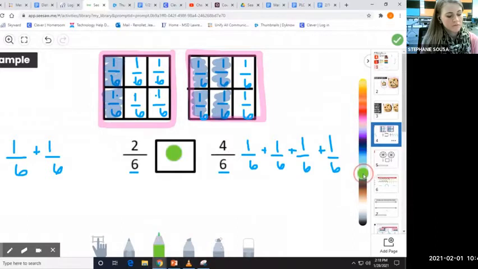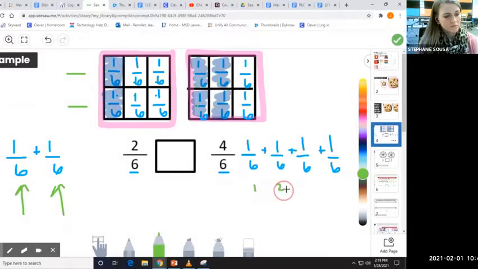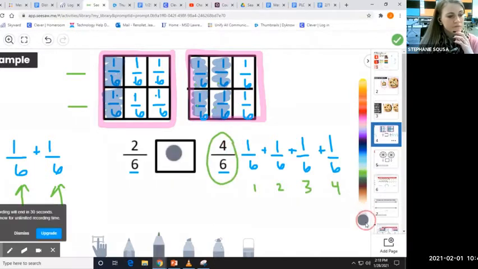I notice that on the left model, I only have 2 parts that are shaded in and only 2 unit fractions being added. On the right model, I count 4 parts that are shaded blue, and I see 4 unit fractions being added together. This tells me that 4/6 has a greater area, that it is the greater fraction.